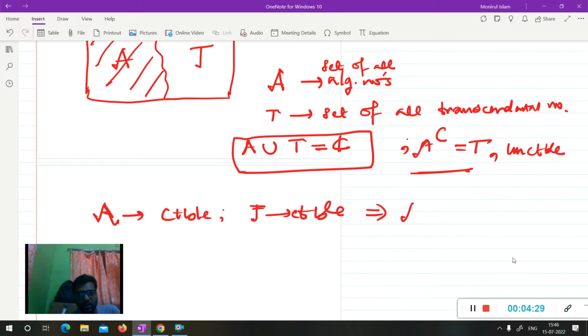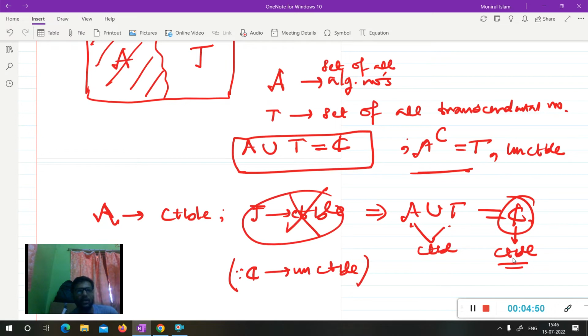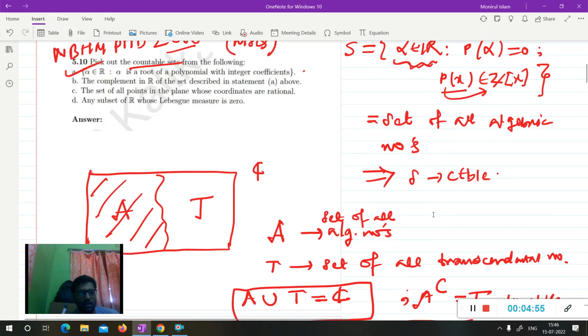it will imply A union T is a union of two countable sets, and the union of two countable sets is countable. But A union T gives C, so C would be countable. But we all know C is uncountable. So this set can never be countable. The complement of the set of algebraic numbers is the set of transcendental numbers, and it is uncountable. So it is not correct. Option 2 is incorrect. So the correct option will be A, but option B is incorrect.